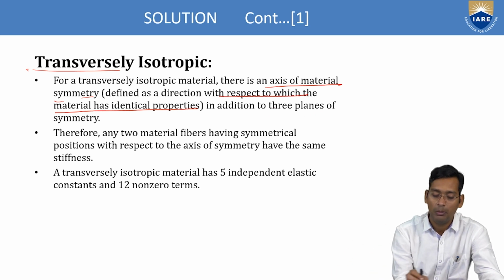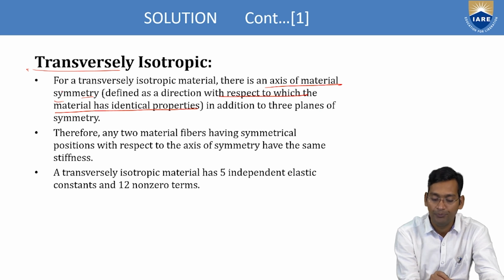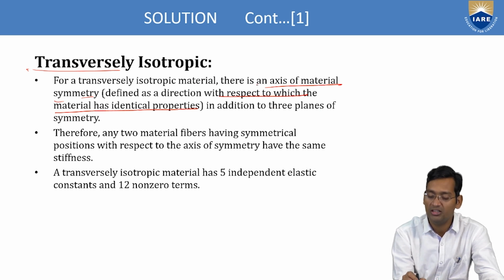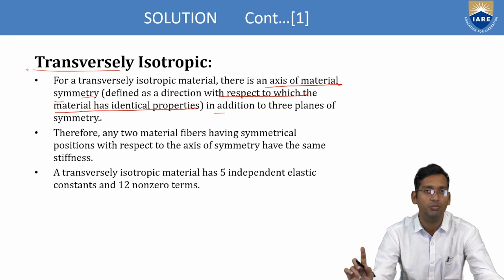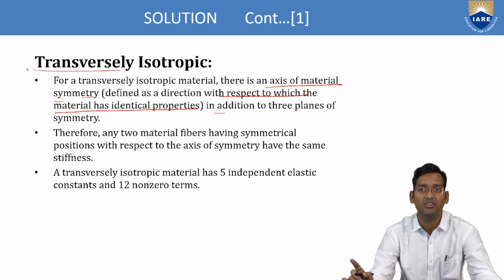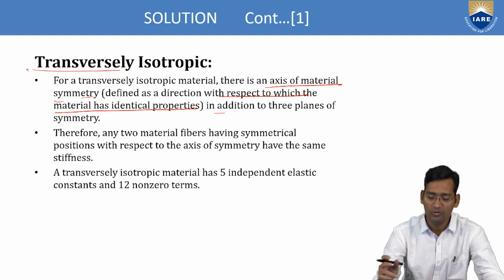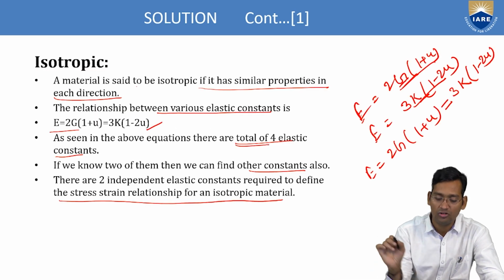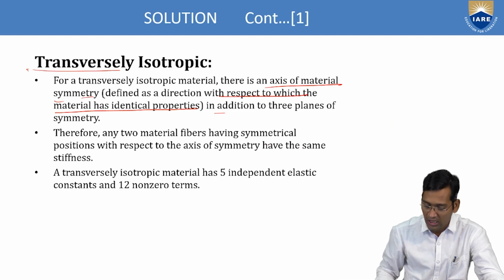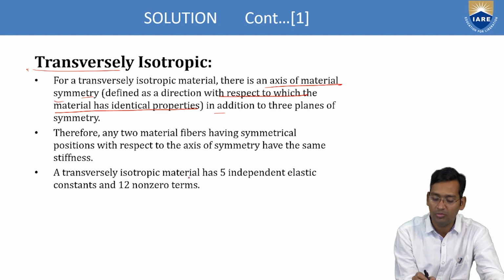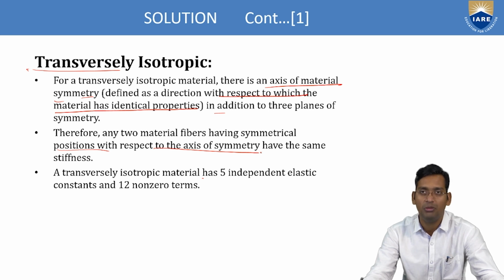In addition to 3 planes of symmetry. So just read here: for a transversely isotropic material, there is an axis of material symmetry in addition to 3 planes of symmetry. So 3 planes of symmetry should be there, and the 4th one is the axis of material symmetry also. When 3 axes of symmetry were there, then how many elastic constants? 4, right? So here a transversely isotropic material has, therefore, any two material fibers having symmetrical positions with respect to the axis of symmetry have the same stiffness.